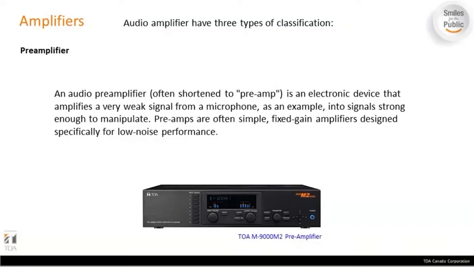Okay, audio amplifiers have 3 types of classifications. So this is where it's going to get a bit tricky. Anyways, so first is preamplifier. So what is a preamplifier? We also refer to it as preamp. Basically, it's an electronic device that amplifies a very weak signal, for example from a microphone, and it makes it strong enough to manipulate the output, right? So preamplifiers are often simple fixed gain amplifiers designed specifically for low noise performance, right? Because you have line level inputs like microphones and others.